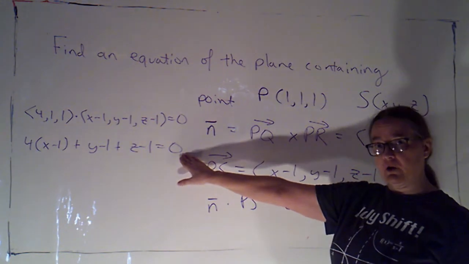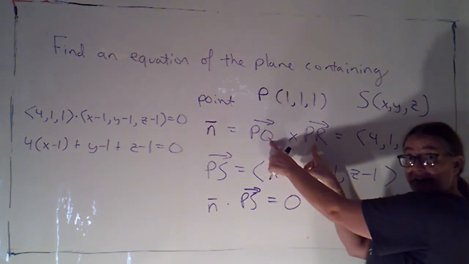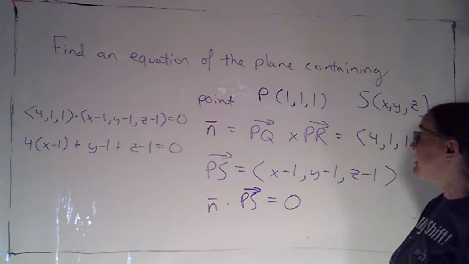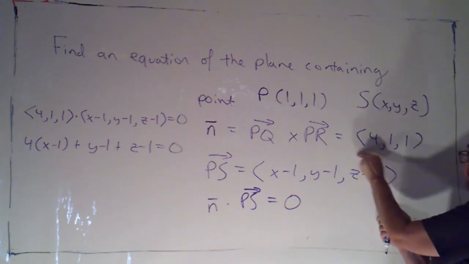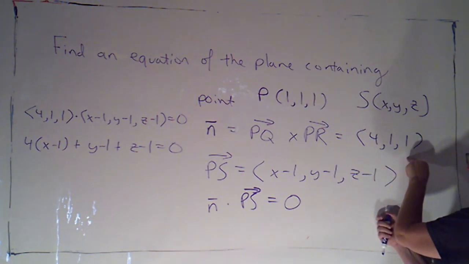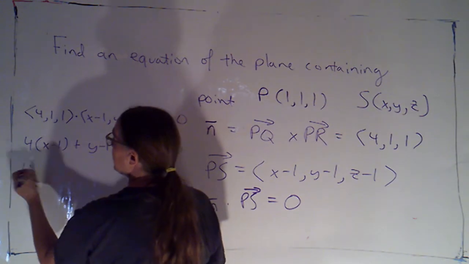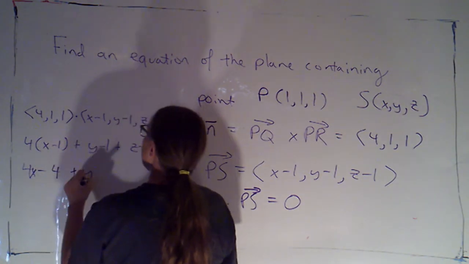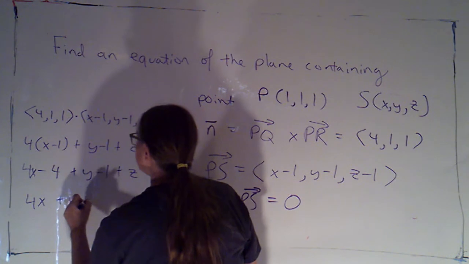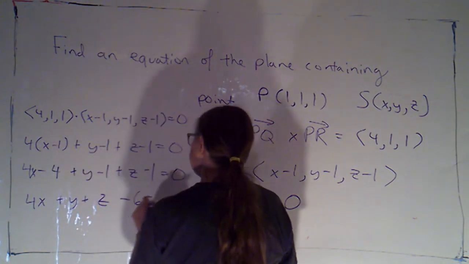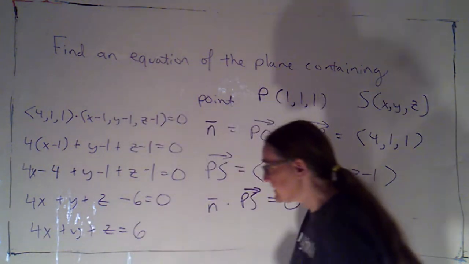I'm going to go a little bit further because earlier I mentioned some of you might have chosen a point other than P, and some of you might have chosen other vectors that are parallel to the plane, so you might have gotten a different normal vector. Now, whatever normal vector you got, it should be a multiple of this. If it's not a multiple of this, you made a mistake somewhere in your calculation. All right, if I want to double check the whole thing, I'm going to just multiply this out. So I get 4x minus 4 plus y minus 1 plus z minus 1 equals 0. So let's see, that's 4x plus y plus z minus 6 equals 0. Or a lot of times people would write 4x plus y plus z equals 6.